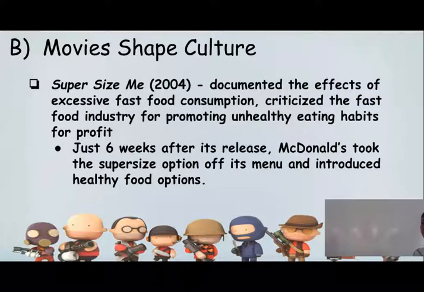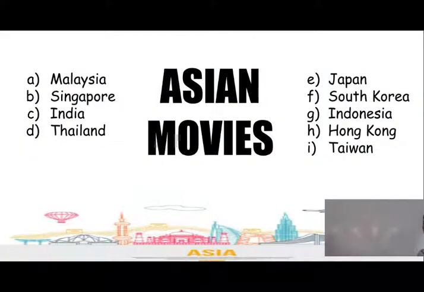And another good example is Super Size Me. This movie documented the effects of excessive fast food consumption and criticized the fast food industry for promoting unhealthy eating habits for profit. Just 6 weeks after its release, McDonald's took the supersized option off its menu and introduced healthier food options. This clearly shows how movies have the power to influence public opinion and cultural attitudes.